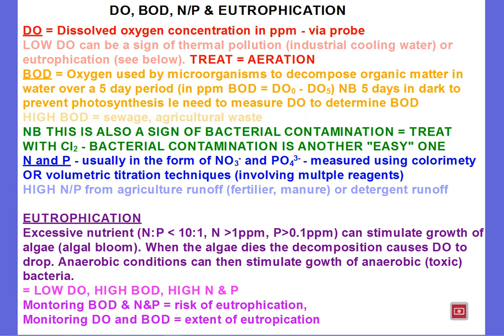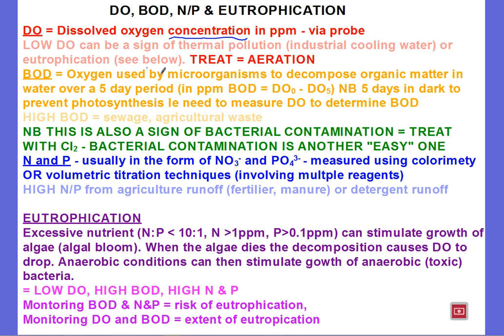DO is dissolved oxygen concentration in parts per million, and you measure that with a probe. Low DO can be a sign of thermal pollution from industrial cooling water. We know that high temperatures drop dissolved oxygen concentrations. Or eutrophication. How do you treat DO? You can use aeration.